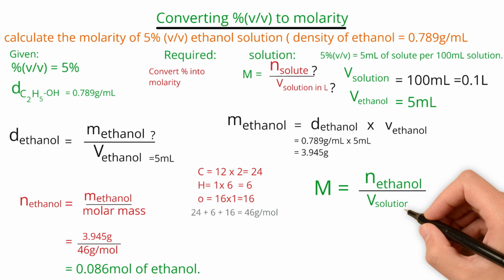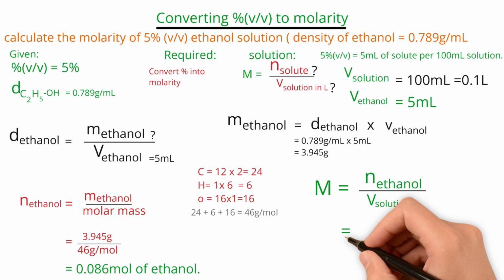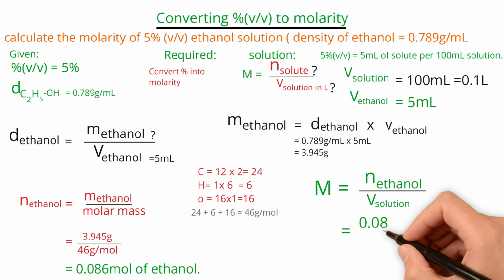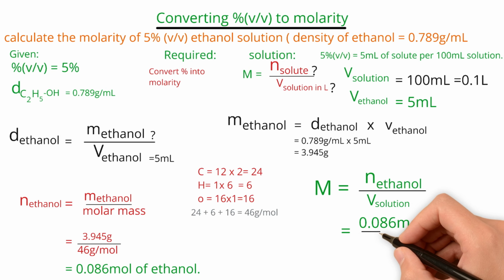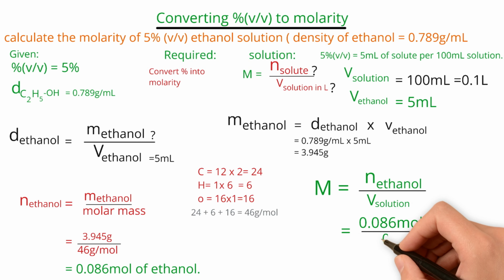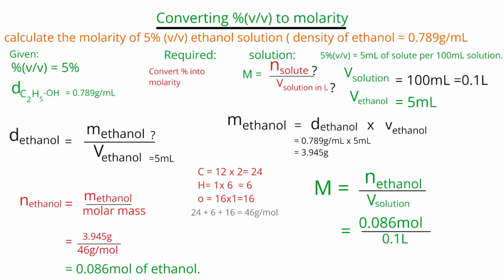Now, molarity of ethanol is equal to moles of ethanol upon volume of solution. We know the value of moles of ethanol, we know the value of volume of solution, so finding molarity is so simple. 0.086 mole upon 0.1 liter, which is equal to 0.86 mole per liter, which is equal to 0.86 molarity.